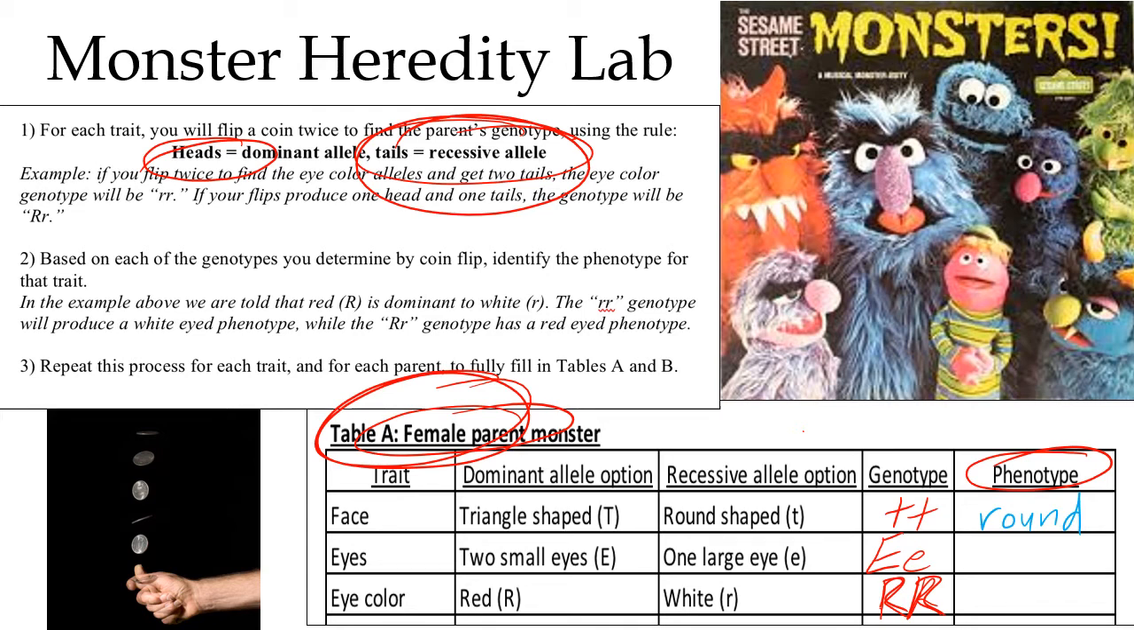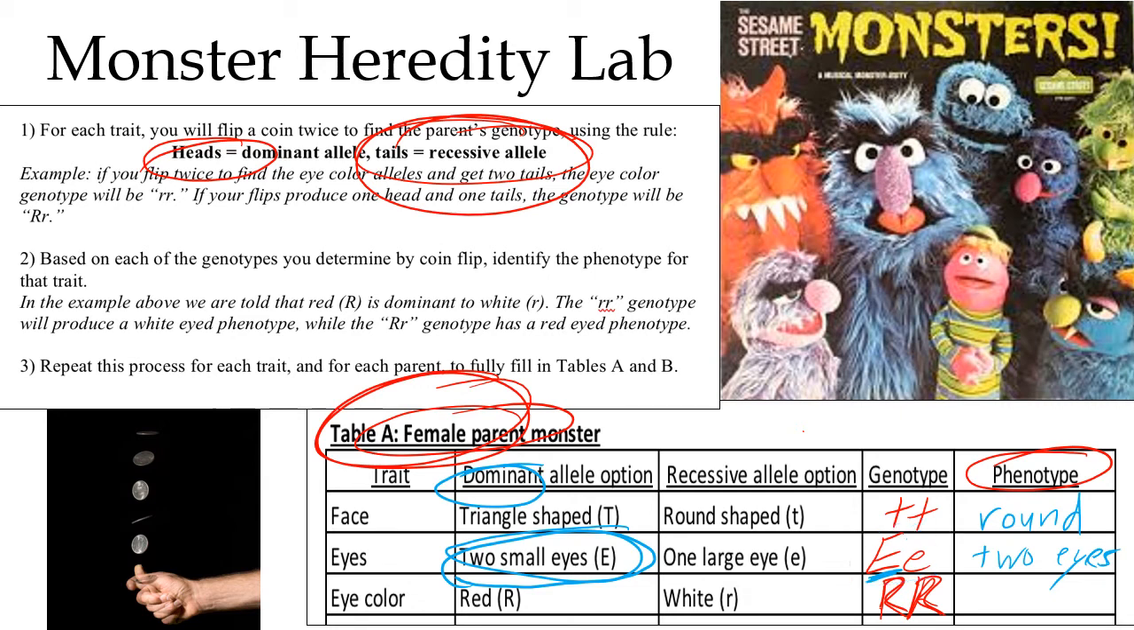If I erase my ink there, the next one down for the eyes, do you have 2 small eyes as the dominant, or do you have 1 large eye as a recessive trait? Well, if the parent monster right here has 1 big and 1 small, as long as they've got 1 of these dominant alleles, they will show this dominant trait over here. Right there, it says dominant, reminds you what everything is. 2 small eyes, that's going to be the big E, so they will have 2 eyes. I'm going to fill that in for myself right there, so I know what this monster is going to look like.